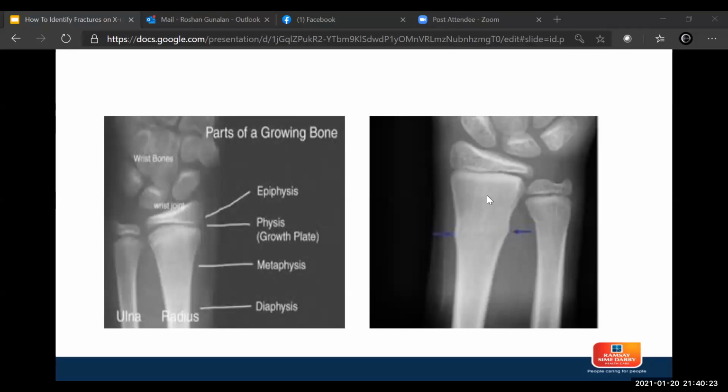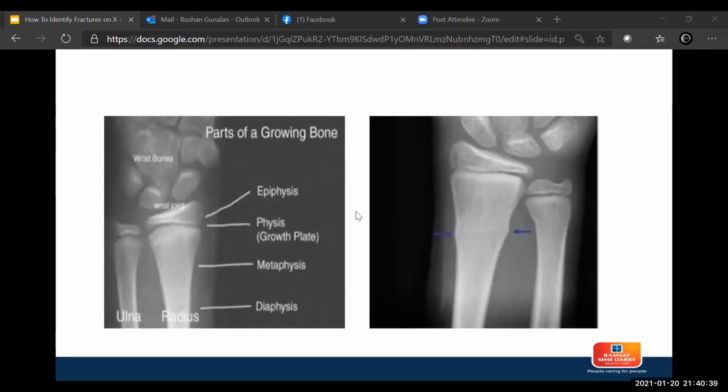So torus and buckle are not the same? No, torus and buckle is the same thing. Torus and greenstick is different, sorry. Greenstick has a twisting effect. Torus does not have a twisting effect. Is a torus fracture the same as a Salter-Harris type 5 fracture? Okay, so that is not.